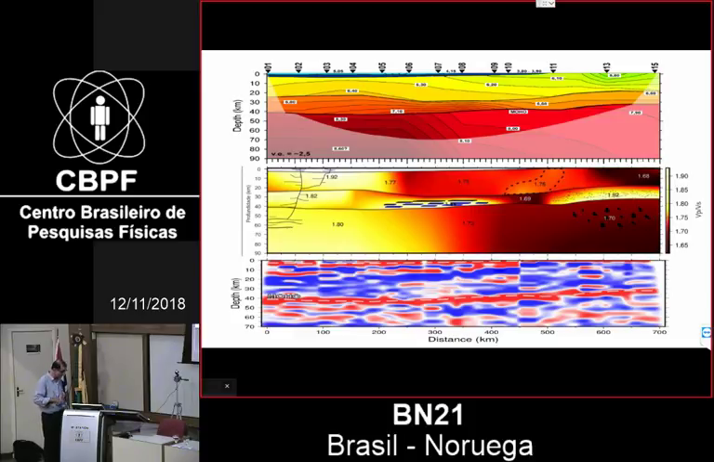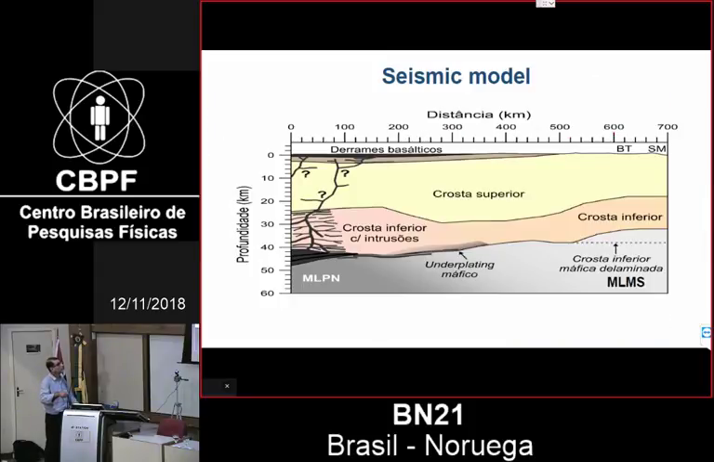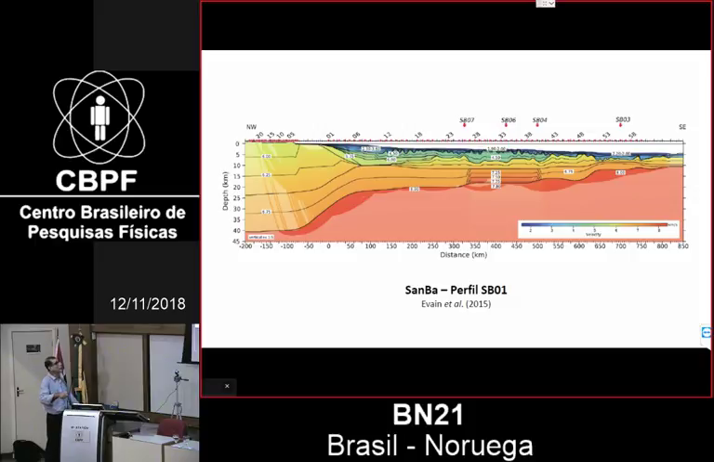This is the final comparison between the models. Very interesting to see that this underplating appears here not as a massive body, but as, how I say, as sill intrusions. Okay, a very simplified profile. This is the EVAIN model that was shown by my colleague before.